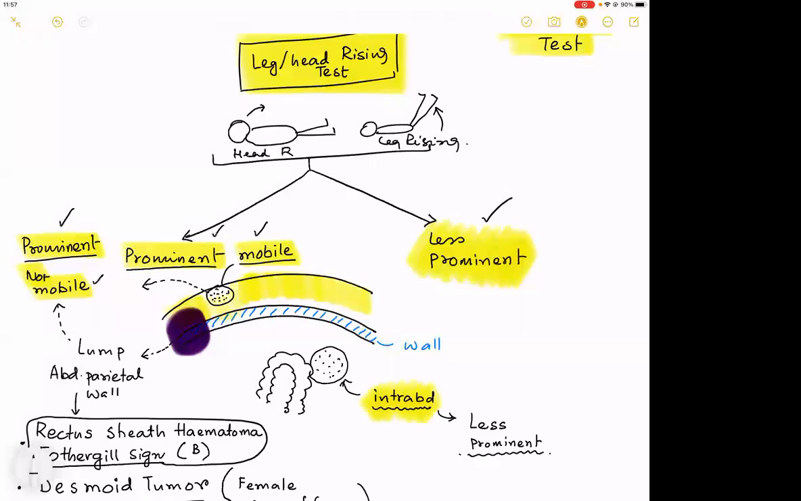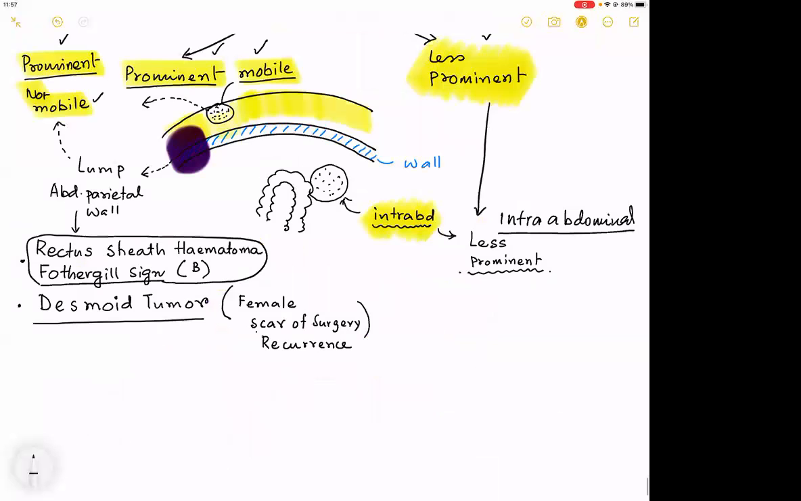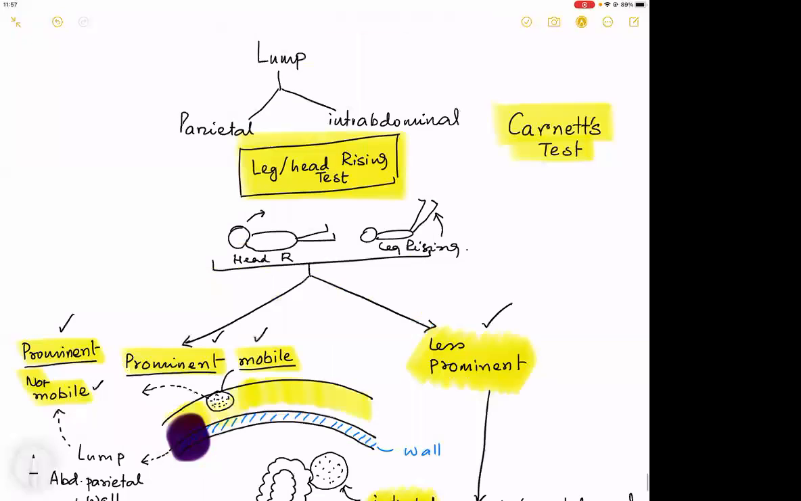If it is less prominent, what does it mean? It means it is intra-abdominal. Have I made this point clear? Sir, to raise both leg and head, or either? No, no, no. Come on, man. I told you. The basic idea is to make the rectus sheath prominent. In the upper abdominal lump, you tell the patient to raise the head. In the lower abdominal lumps, you tell the patient to raise the leg. Please don't tell the patient to do both.